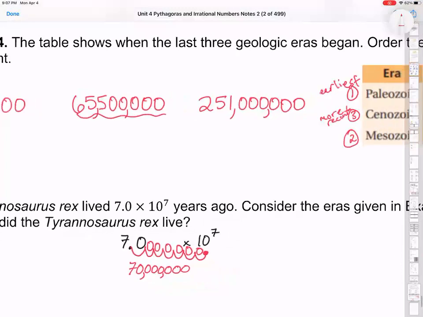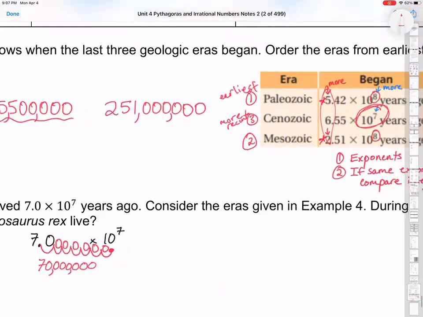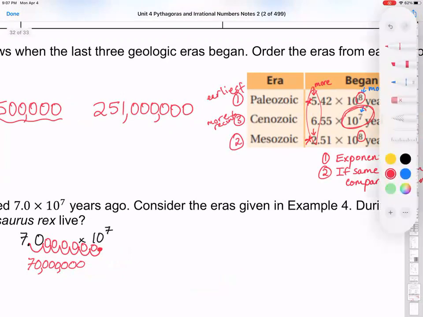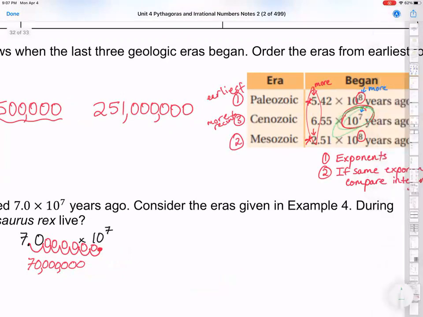But typically now at this point, most of us are going to begin to look at those exponents and just recognize, hey, they happen to be exactly the same, times 10 to the 7th, times 10 to the 7th. And so this really helps scientists place certain items in certain dates and times.